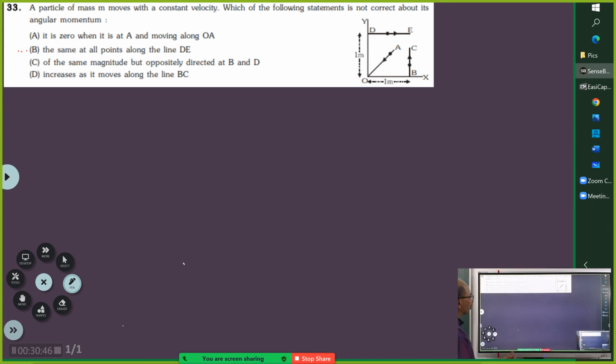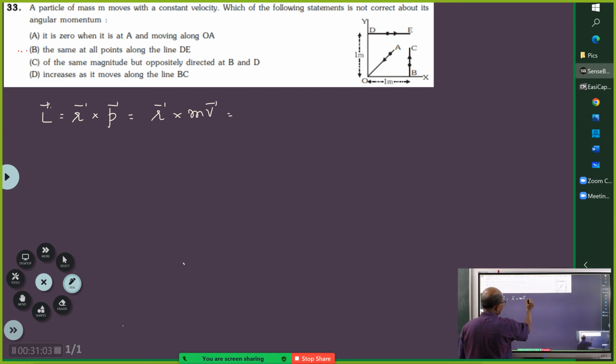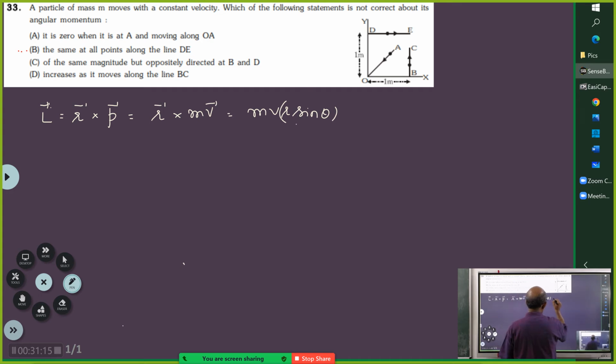What are they asking? Angular momentum. What is angular momentum? See here. L bar is equal to what? R bar cross P bar. So this is R bar cross M V bar. This is M V R sin theta. What does this mean? This means MV into the perpendicular distance from O. That is R perpendicular.